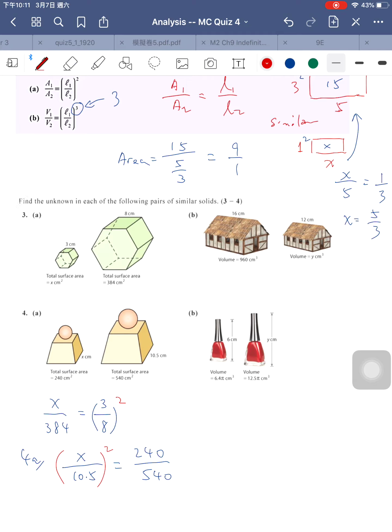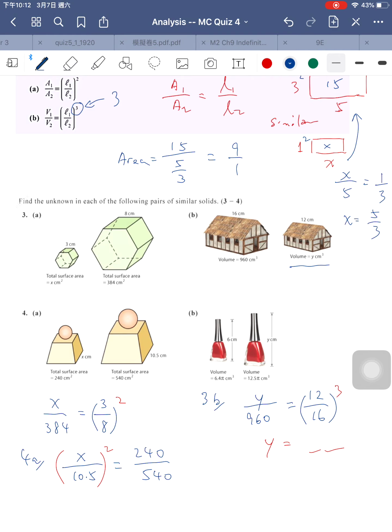Okay, and now we move to question 3b, talking about volume. You don't know this volume, and this volume over this volume equals 12 over 16, cubed. Therefore you can find out y is equal to something. I don't have a calculator with me now.